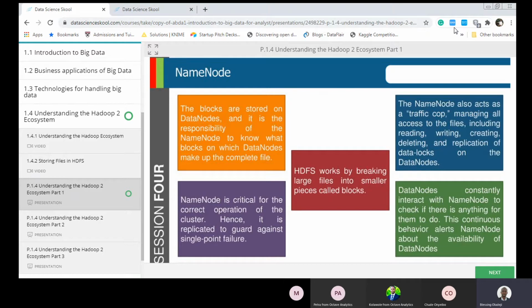But the way it is, it is very simple. I just need you to open your mind. The real data is stored on data nodes, while the name node holds the information about where the data is stored on the data node.